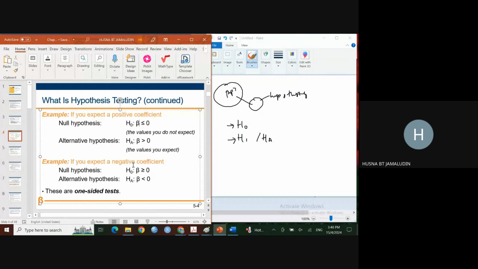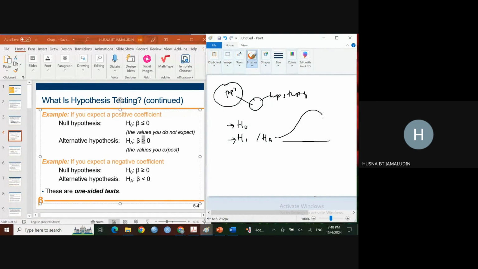Okay, if you expect negative, so this is your hypothesis HA: beta is smaller than 0, and your H null should be the opposite of smaller, which is bigger, and should contain an equal sign. Okay, this is the case of a one-sided test. Why is this one side? Because it is smaller. You have learned this before, right?